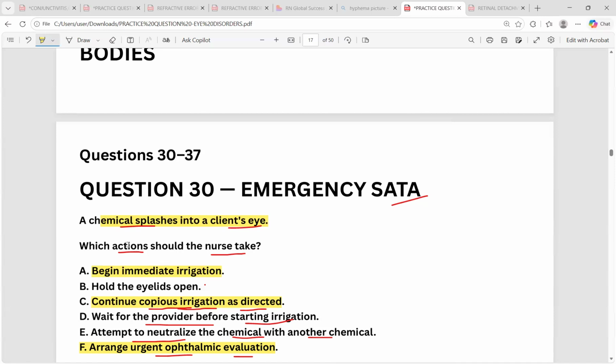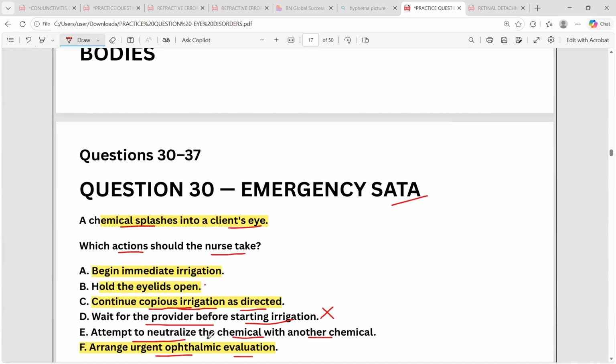So if it is during irrigation, then the eye must be open. Without opening, we cannot wash the eye. Yes, ma'am, the eyelids open. Okay, so you're choosing the B also. And wait for the provider before starting irrigation. Is it needed? No, ma'am, because we should not delay the treatment waiting for the ophthalmologist evaluation.